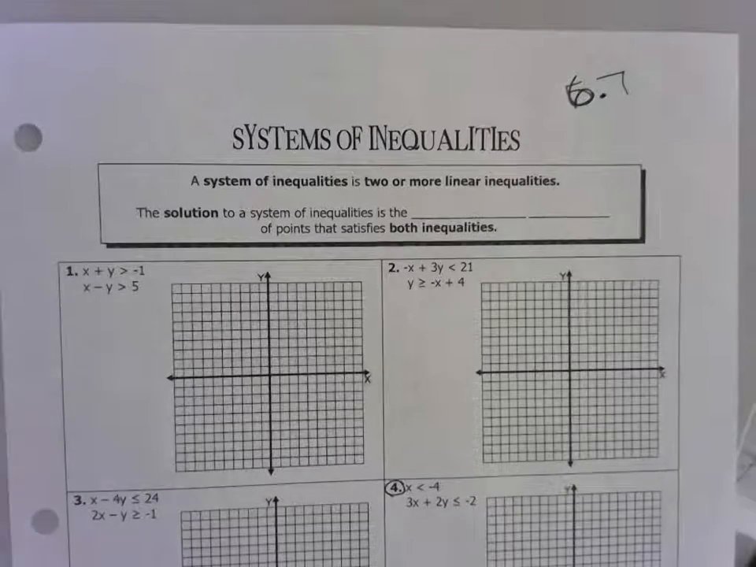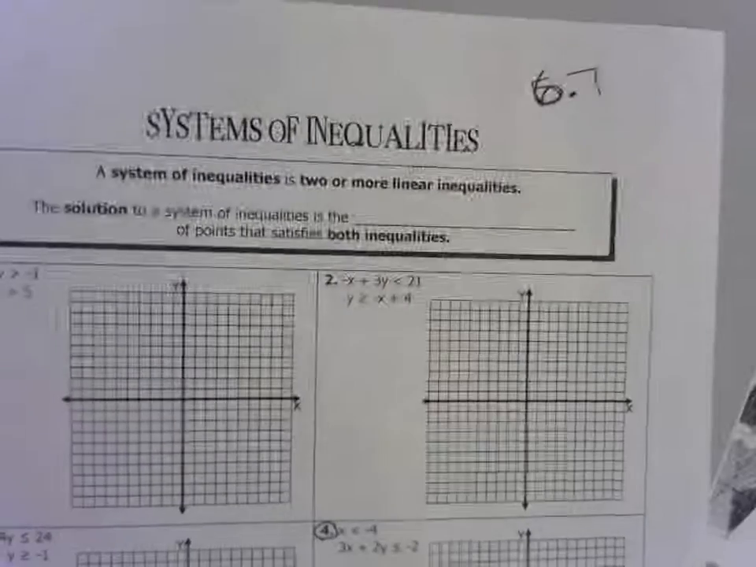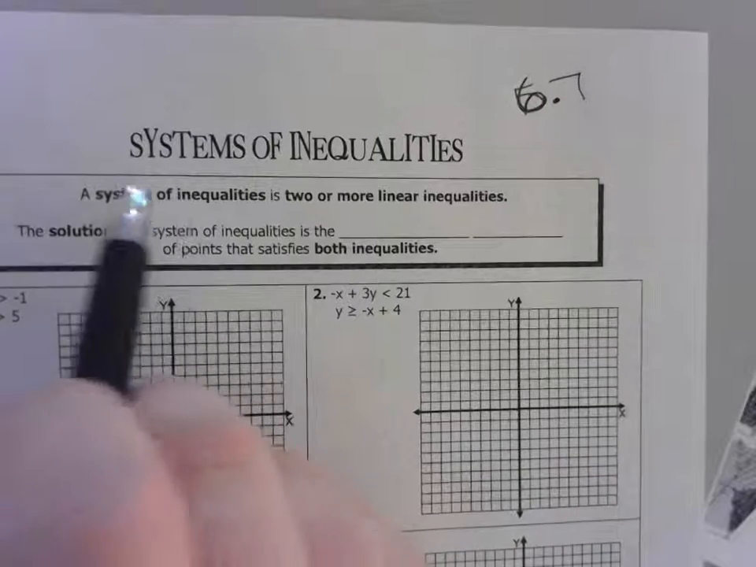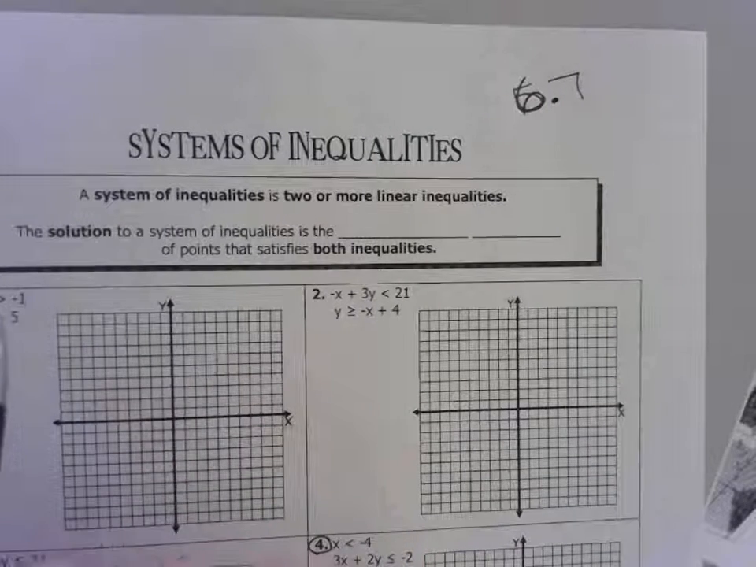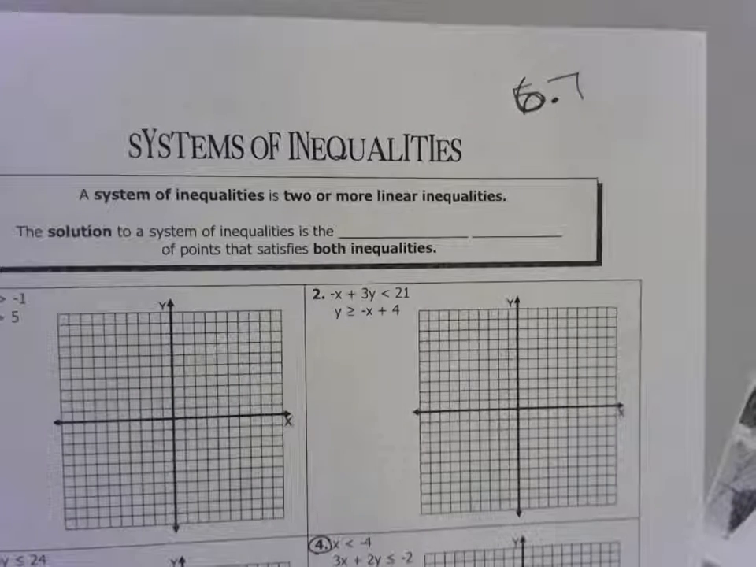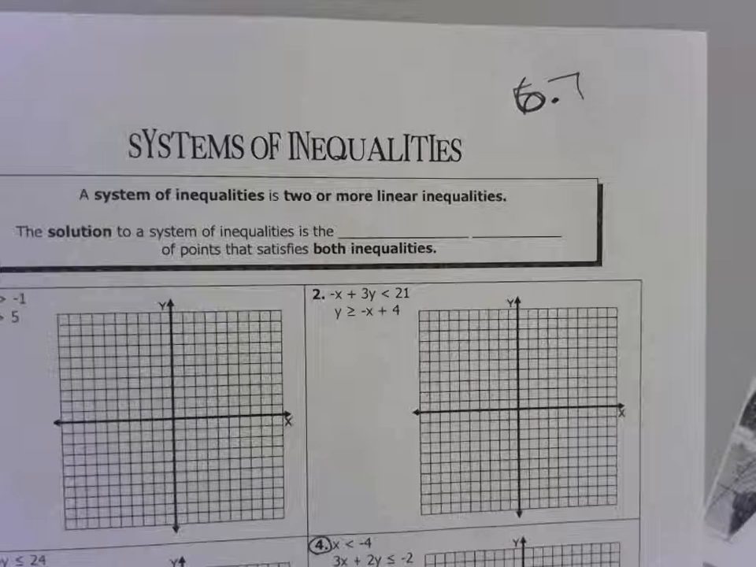Okay, so what we're looking at is a system of inequalities. We did linear inequalities on Friday. Now we have a system. A system just means what? More than one, usually two. For this class it will be two. You could have 3 or 4. This class will be 2. So we are looking at 2 inequalities. That's all we are doing.